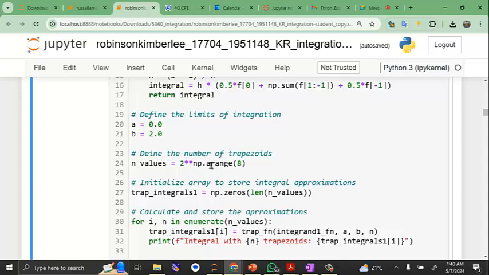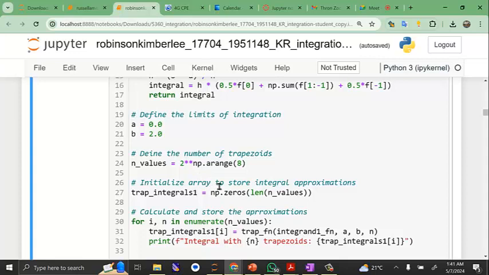I create a range of 8, which is 0, 1, 2, 3, up to 7, and then I can take 2 to the power of each one. So that will give me the first 8 powers of 2. That's a nice way to program it.